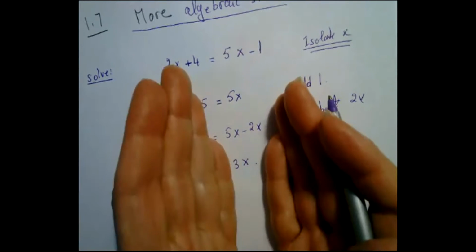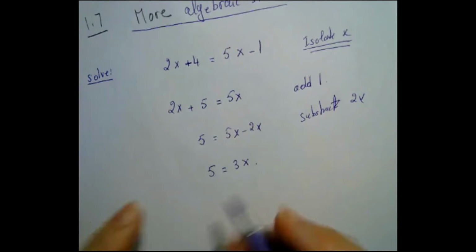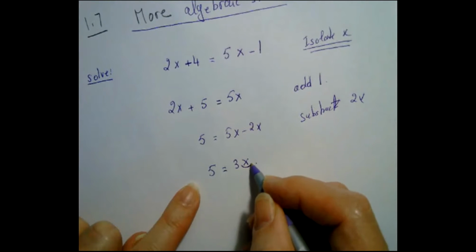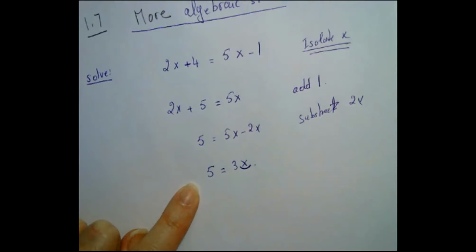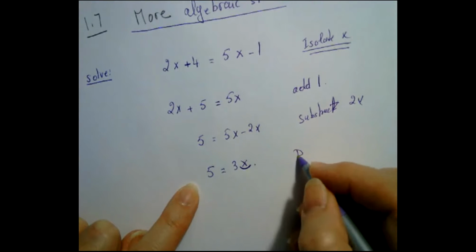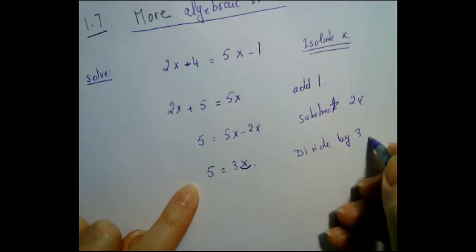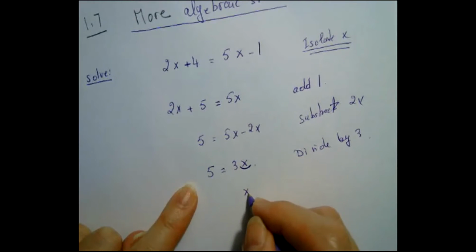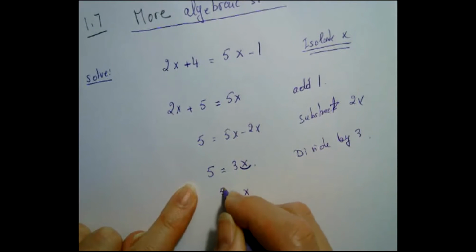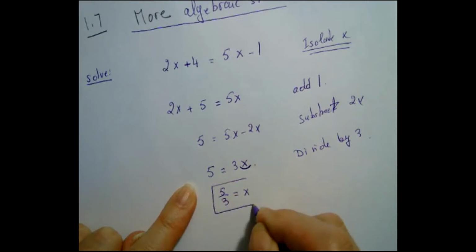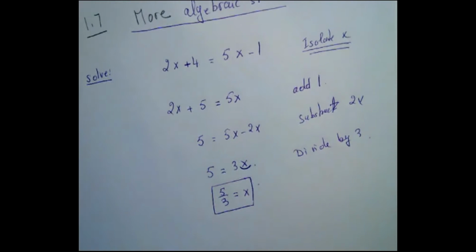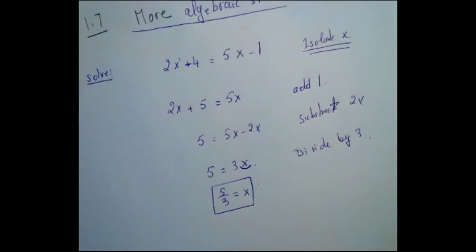I'm almost having everything in x on one side, equal to 5. Now to isolate this x very quickly, what am I supposed to do? Divide by 3. And then I will get x equals 5 over 3. Okay, that's the first type of simple equation we solve. It's simple in the sense that the power of x is 1. I don't have x squared. The minute I hit x squared, the problem will change.